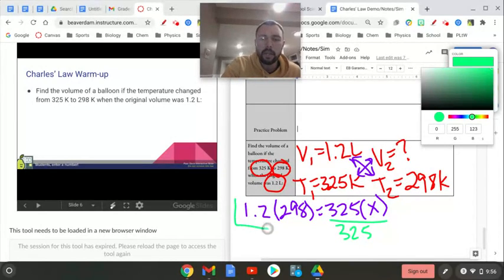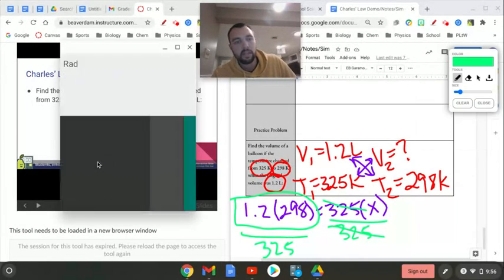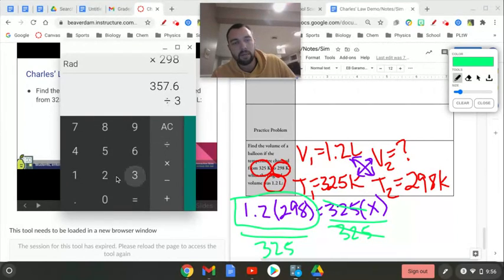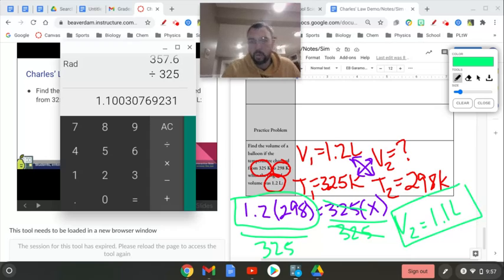Now, you could multiply these two numbers together before you divide. Doesn't really matter. But since I did that last time, I'm going to switch it up here. Divide by 325 because I got 325 on top and on bottom, those cancel, and that gets X by itself. So now let's solve this problem. 1.2 times 298 divided by 325 should be less than 1.2. It is 1.1. All right, volume 2 equals 1.1 liters. There we go.